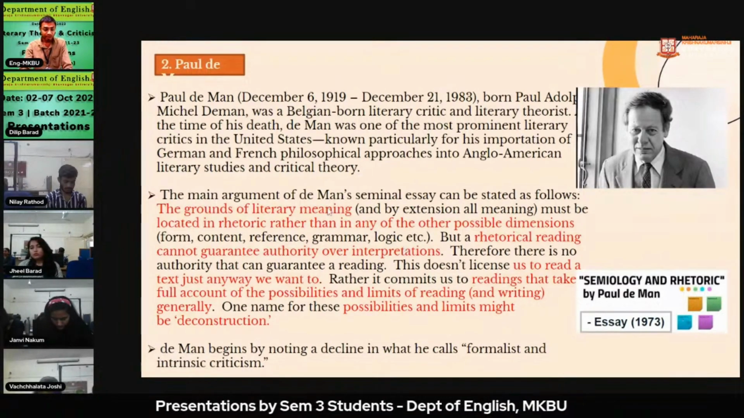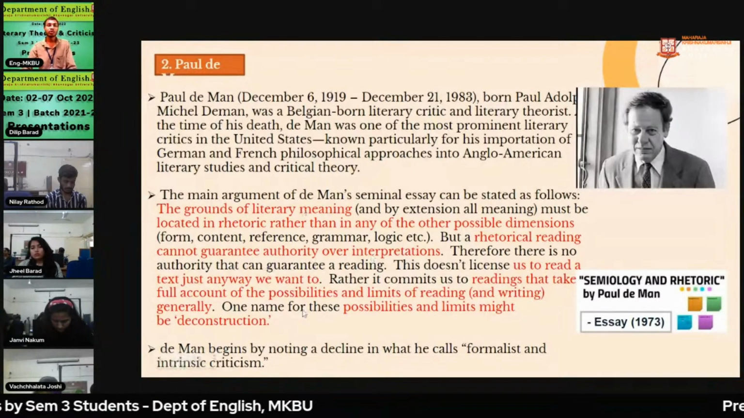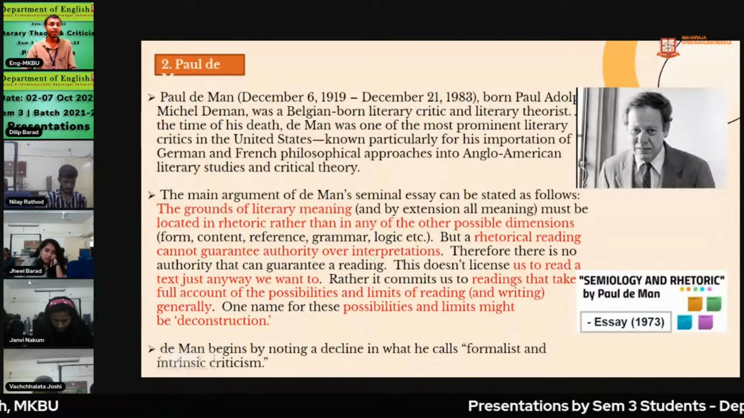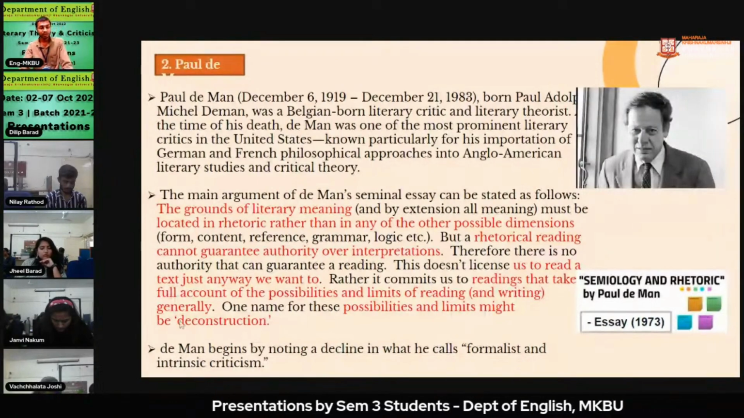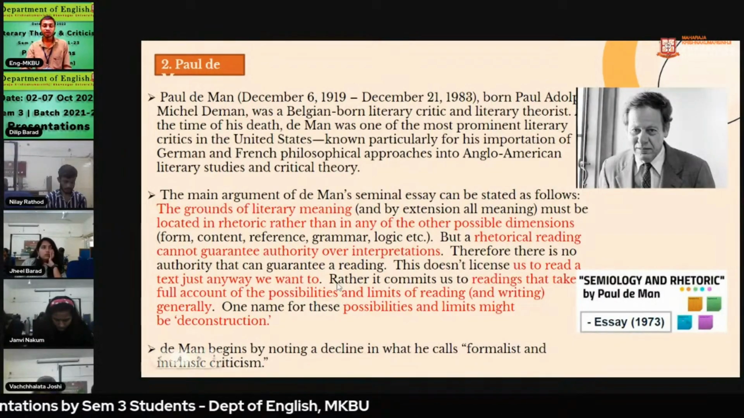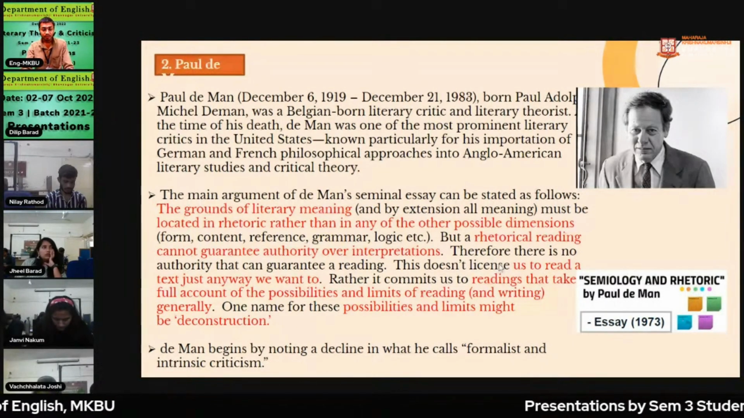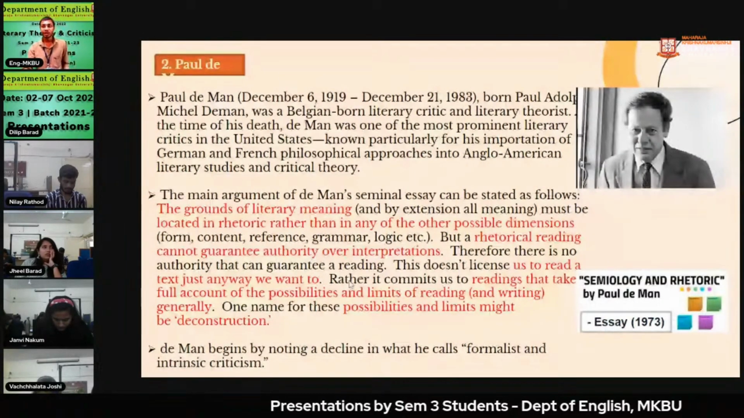But a rhetorical reading cannot guarantee authority over interpretation. So nobody can claim that their interpretation is the authorized interpretation. So we are free to interpret, but it is not whatever way we want; whatever we interpret, we must have some logical argument behind our interpreting the text. So it is also discussed like so. Therefore, there is no authority that can guarantee a reading. So the reading is also not guaranteed by any authority.